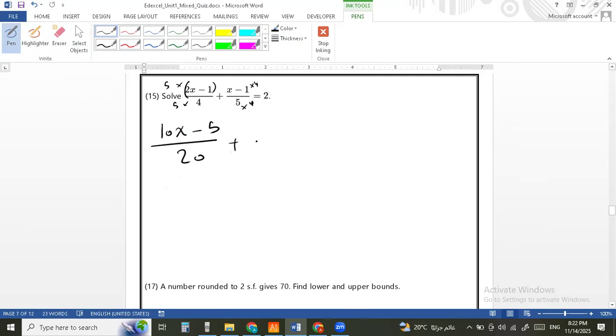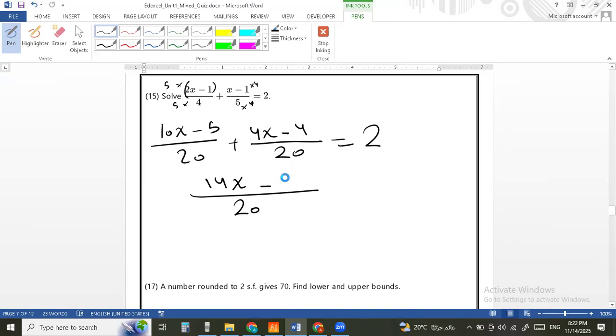Plus 4 times x is 4x. 4 times negative 1 is negative 4 over 20 equals 2, which stays the same. Let's add the numerators and the denominator stays the same. 10x plus 4x is going to give you 14x. Negative 5 plus negative 4 is going to give you negative 9 equals 2. Okay, now it has become a normal equation. Send the divided by 20 there and multiply by 20. So I will have 14x minus 9 equals 40.